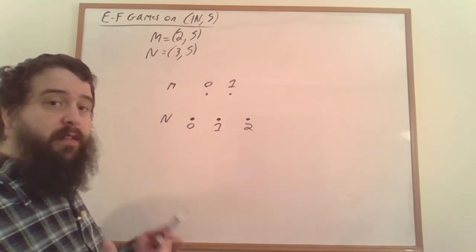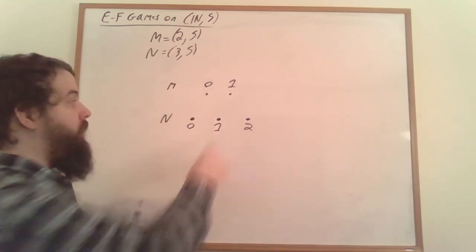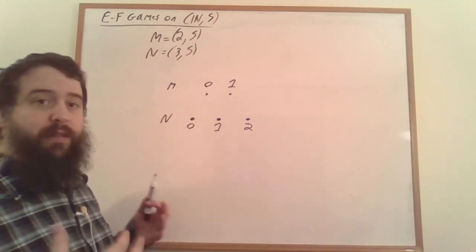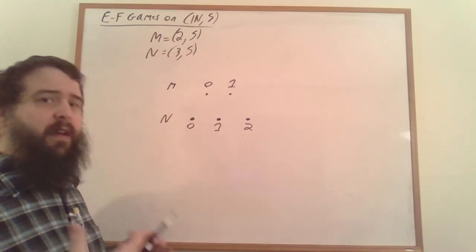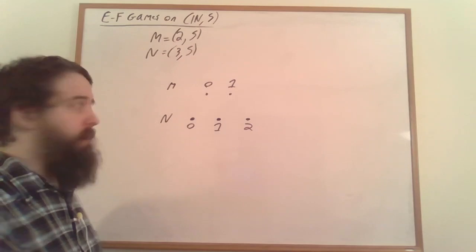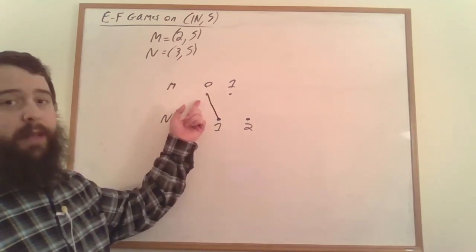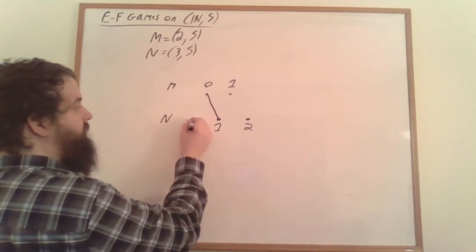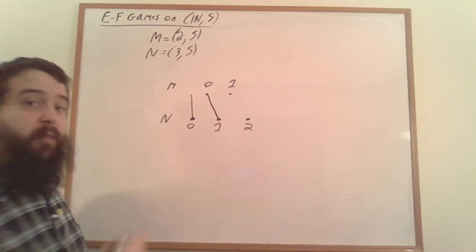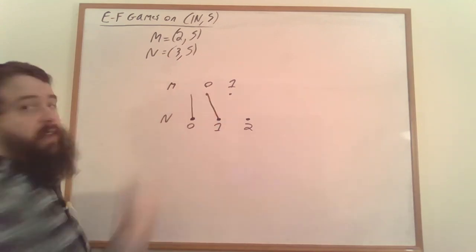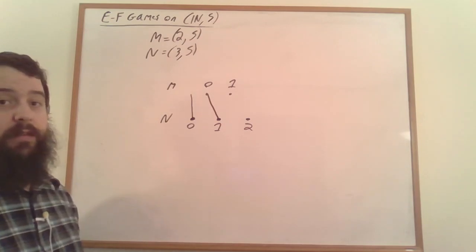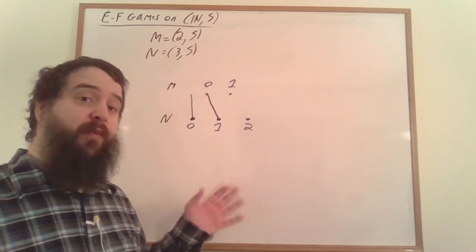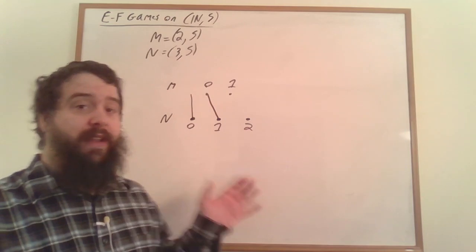So regardless of which one duplicator matches this one up to, there's going to be some feature that's missing that spoiler can exploit. Let's say that duplicator matches it to this 0 here, then spoiler can play at this 0 here and exploit the fact that this 0 here doesn't have a predecessor in this structure. In this case, we can write the formula for what spoiler is exploiting as such.